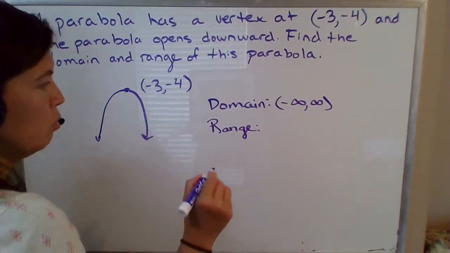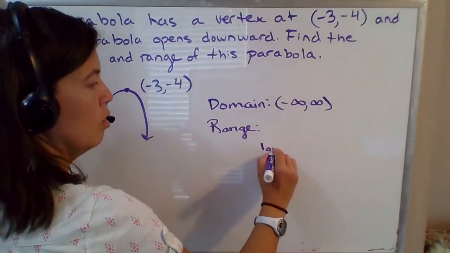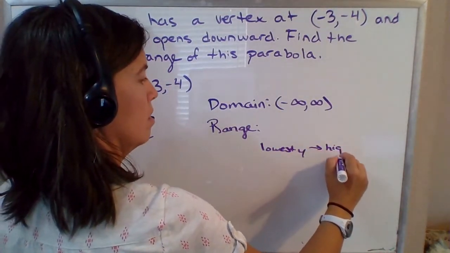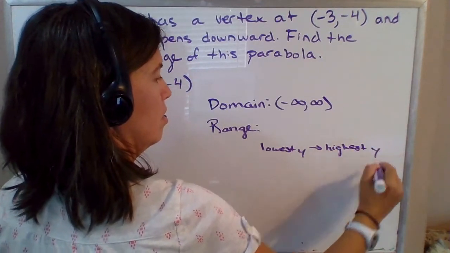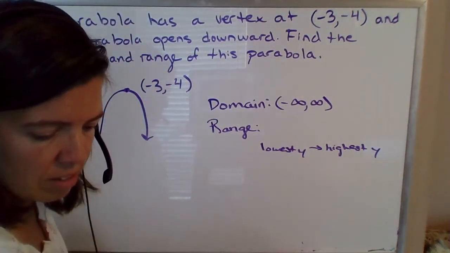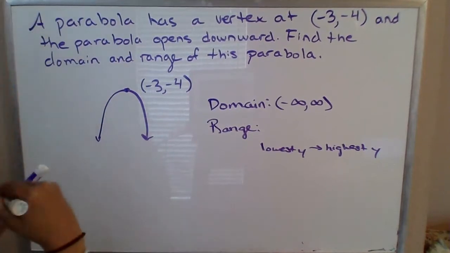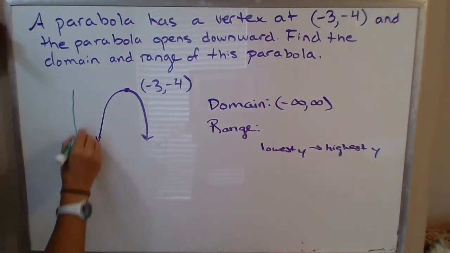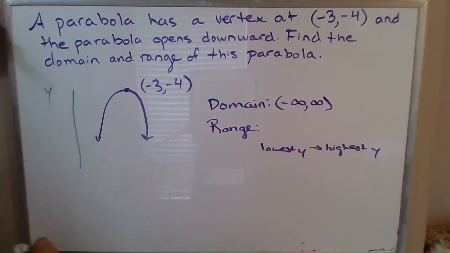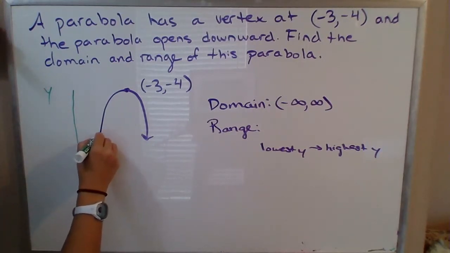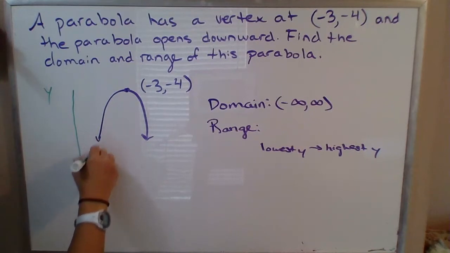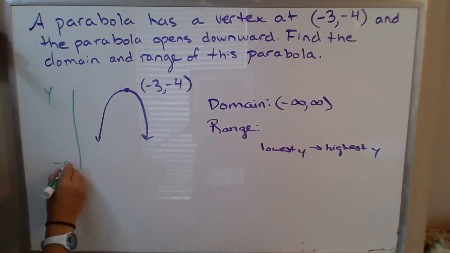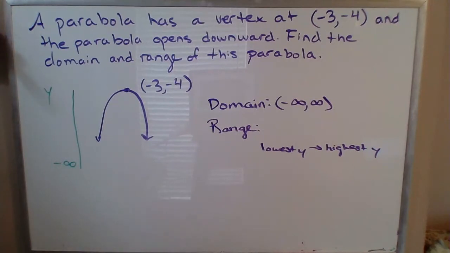Now range. With the range, we want to list lowest y to highest y. So we can think about this here. If we want to mark off lowest y to highest y associated with this parabola, well, lowest y value, so say this is your y-axis, the graph continues downward without end, without any kind of boundary. So there is no lowest y value.